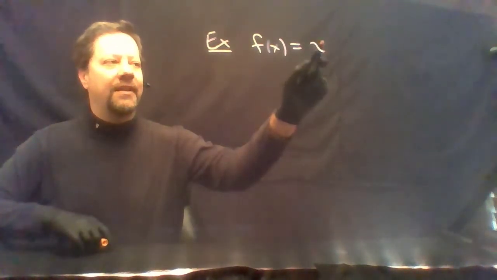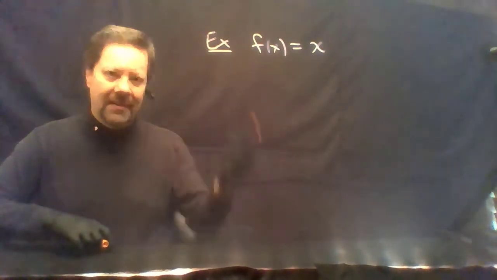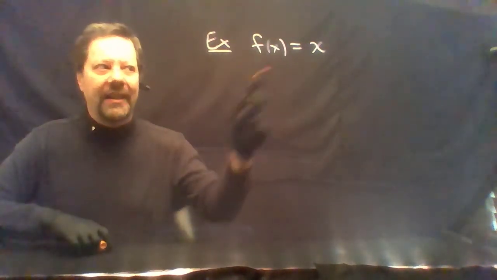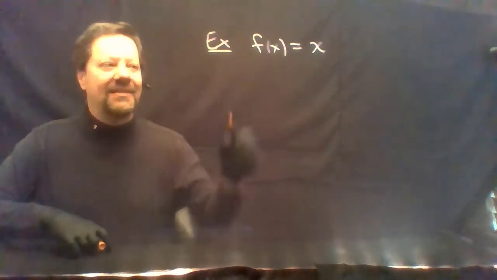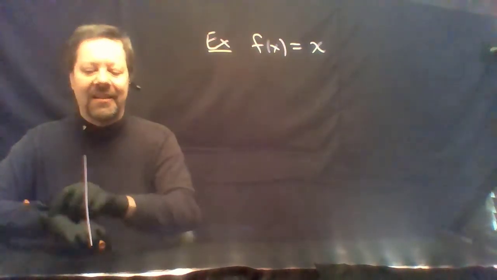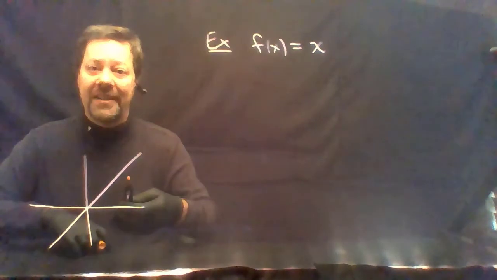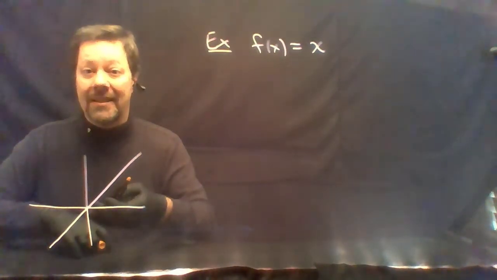Suppose my function is f of x equals x. Everything is exactly a pass-through. Whatever you plug in, that's what you get out. This is the line y equals x. The slope of the tangent line at each point is obviously 1.